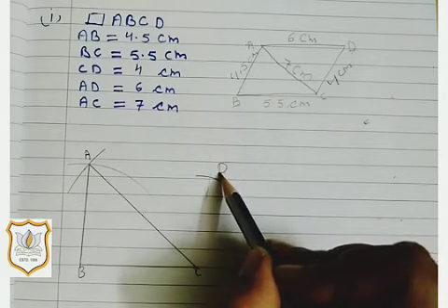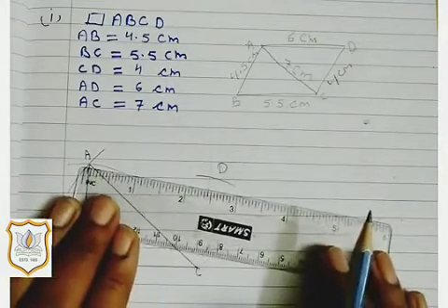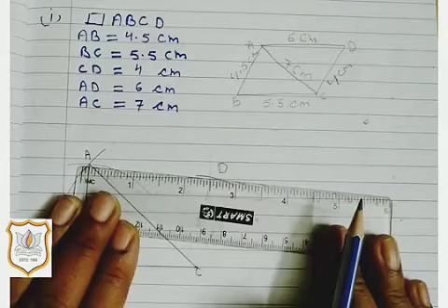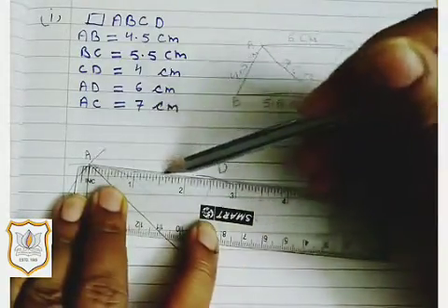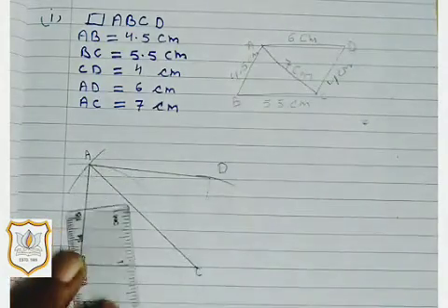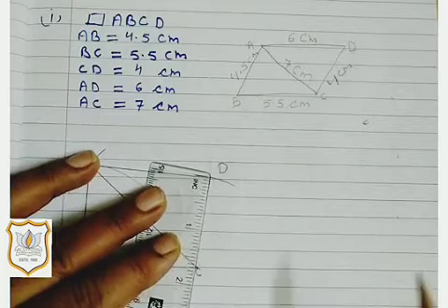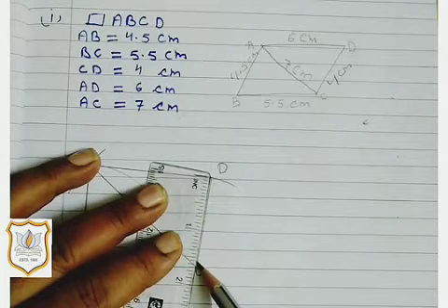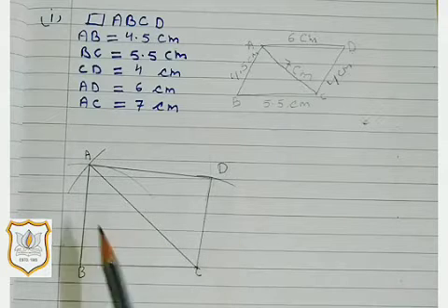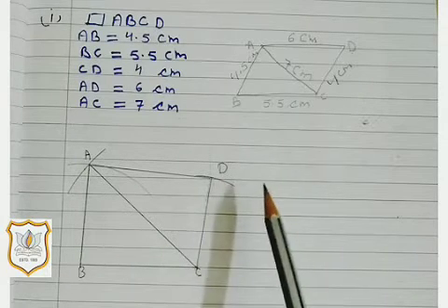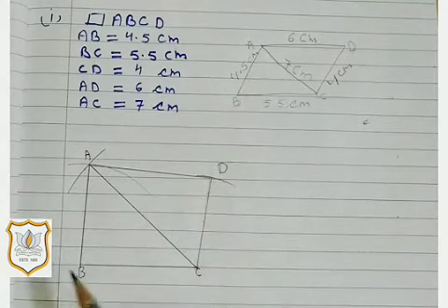This is D. Now we will join point A and D. Students, this is AD. Now we will join point D and C. This is DC. Clear? You can see here ABCD is a quadrilateral where AB is 4.5 centimeter.